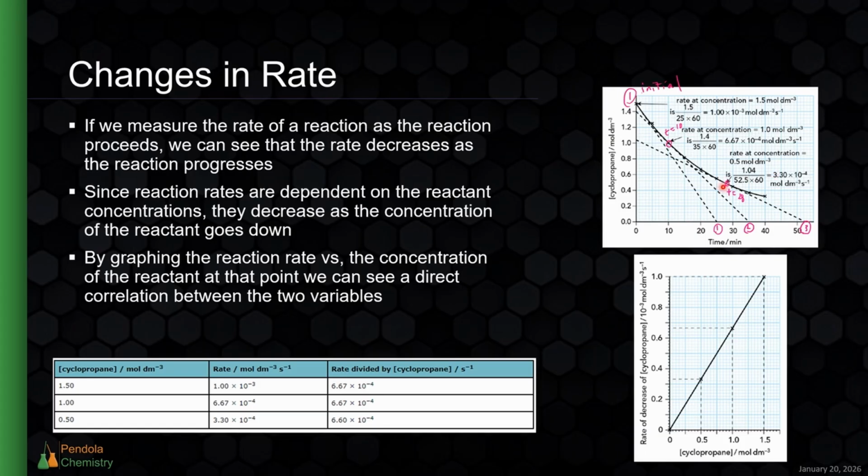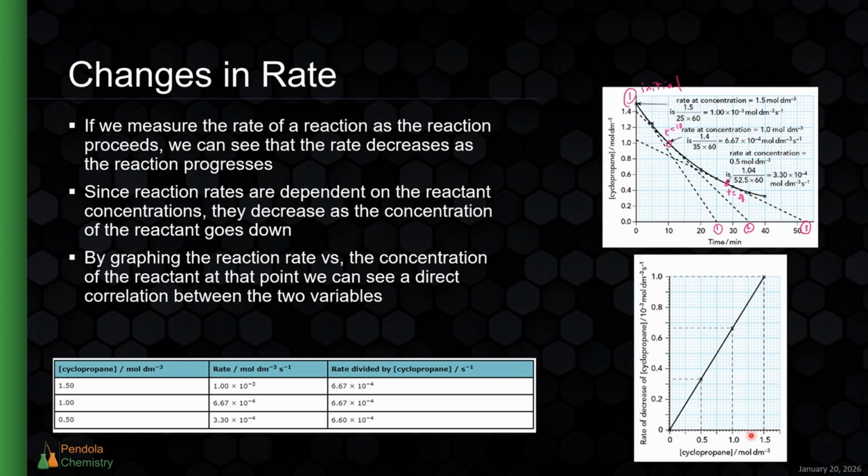Then when the concentration reaches around 0.5, which is at 28 minutes, the rate has further slowed down to around 3.30 times 10 to the negative 4. So the less concentration of the reactant we have, the lower the rate of the reaction is. So we can literally see here the direct correlation between concentration of reactant and rate of the reaction.